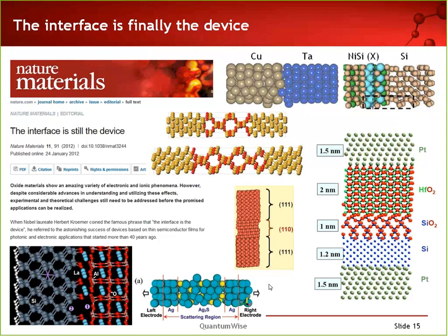And you can clearly see that there's no way you can describe the properties of these materials by just taking, say, silicon and silicon oxide, and calculating them separately, and then assuming that you can just merge the properties. You have to study the system as a whole.